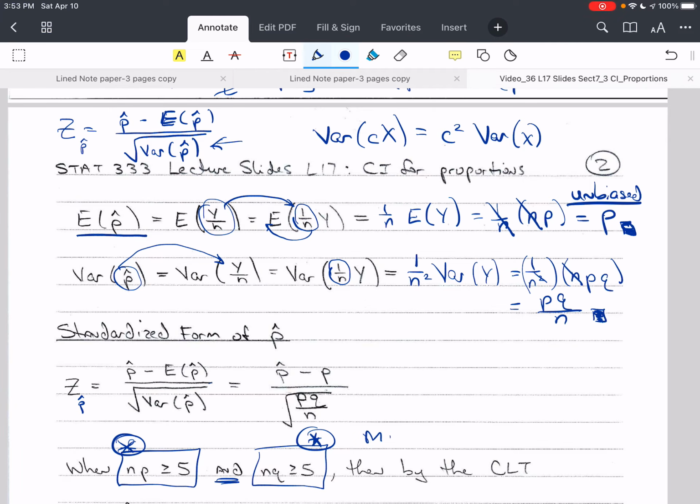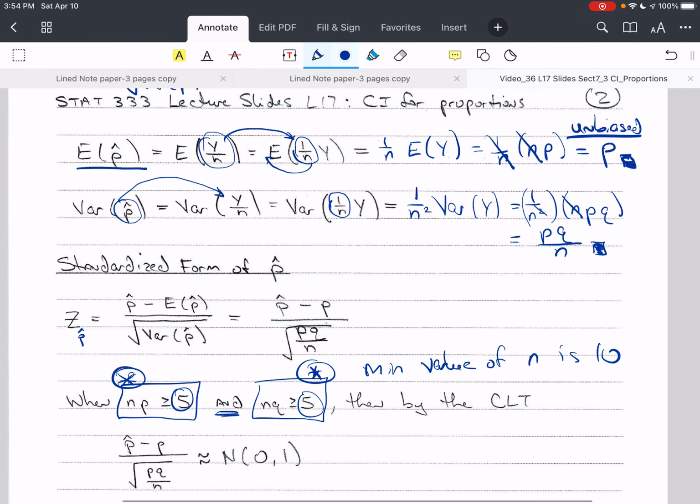So the minimum value of n is 10, because you have to have 5 in each category. That's what this is saying. N times the proportion, that's 5. At least 5 individuals in both categories. That means that n has to be a minimum of 10. If it's less than that, guess what? This doesn't work. It's not a good estimate.